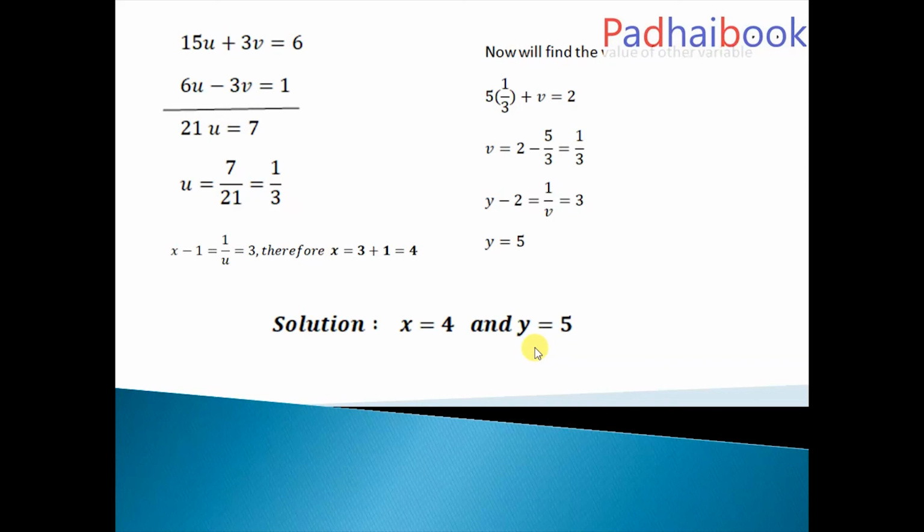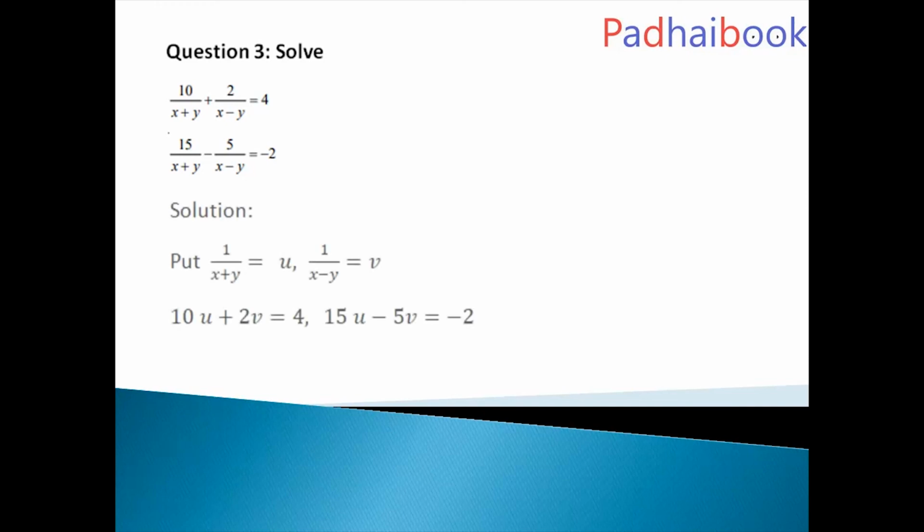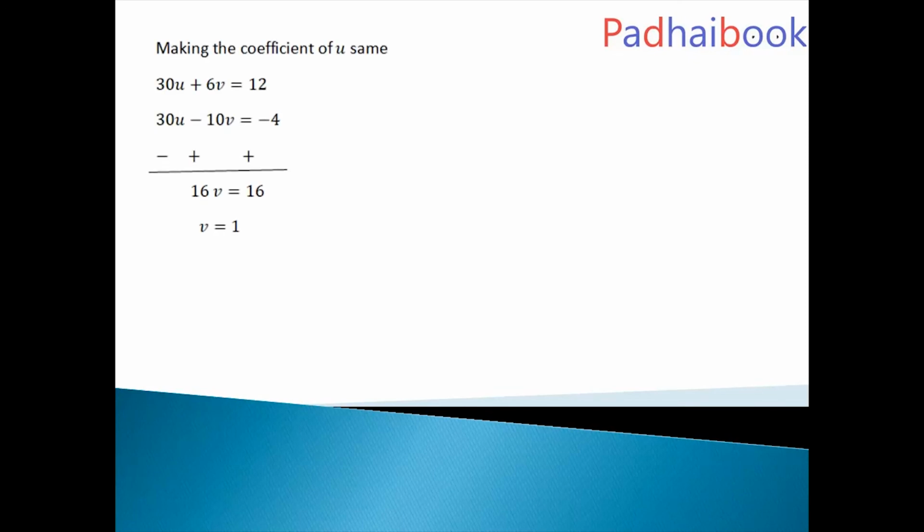Now I take another question based on this. Question number 3. 10 upon x plus y plus 2 upon x minus y equal to 4. 15 upon x plus y minus 5 upon x minus y equal to minus 2. Now here we can make the substitution 1 upon x plus y equal to u and 1 upon x minus y is equal to v. So again we have the equations. 10u plus 2v is equal to 4. 15u minus 5v equal to minus 2. Now again we solve them. Make the coefficient of u same. Subtract the two equations. I get 16v is equal to 16. So v is equal to 1.